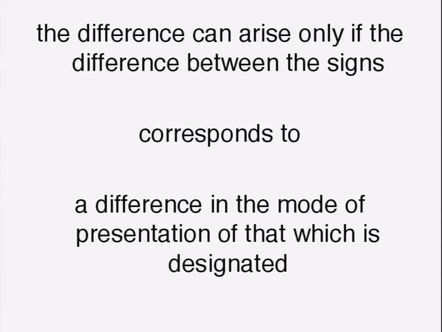So how can it be there's a difference between an informative and an uninformative identity? Here's Frege's punchline. The difference can arise only if the difference between signs, A and B, corresponds to a difference in the mode of presentation of that which is designated. So the point is that when you get a sign A, there's a take on the object, a way of getting onto the object, a perspective on the object that A expresses. When you get a sign B, there is another take, a way of getting onto that object that B expresses. And if they're different, then the identity is informative. If they're the same, then the identity is uninformative.